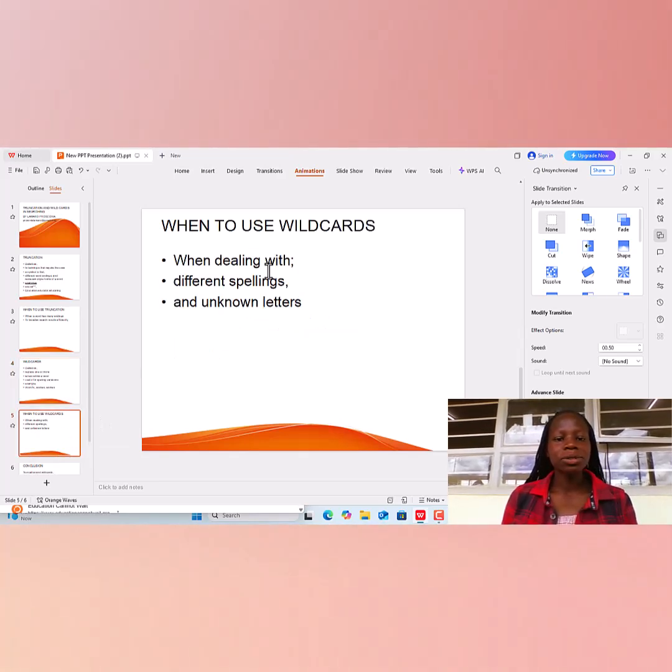So when to use wildcards, we use this when dealing with different spellings. For example, woman and women. Woman is singular, then women is plural, but we are meaning feminine, though they have different spellings and unknown letters. So I'll also take you through how to use wildcards.